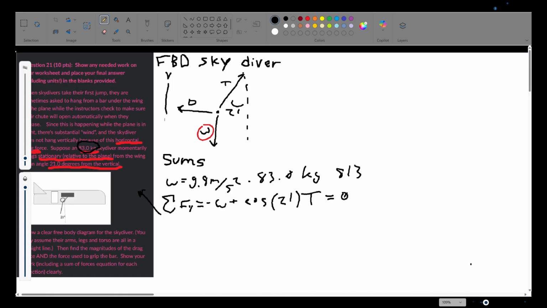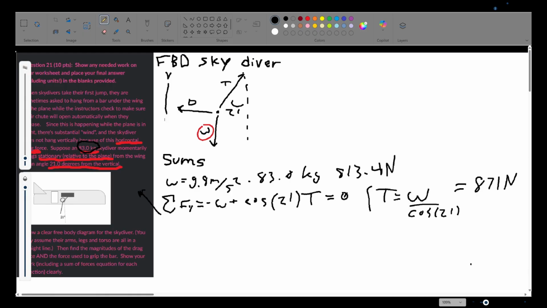We'll say T equals W over cosine of 21, which equals 871 newtons, or about 871 newtons.